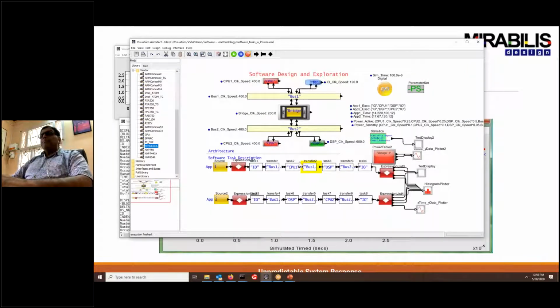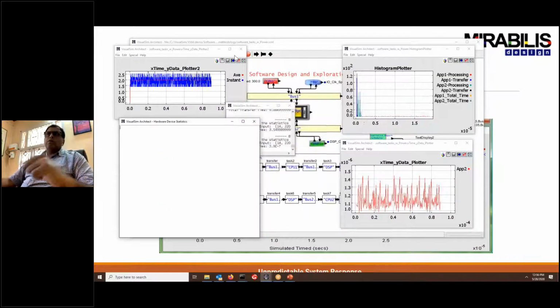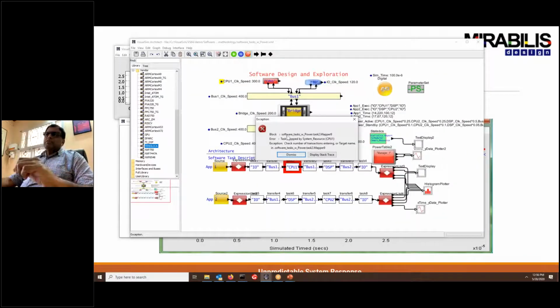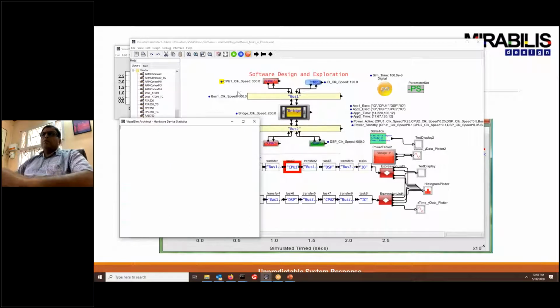So now, if I make this 300 megahertz, so from 400 I'm making it 300, I'm trying to see if I can cut costs, reduce power, things like that. But notice I can't, because it says task dropped by system resource CPU 1. What that's telling me is that the number of transactions coming in is greater than the capacity of this particular hardware system.